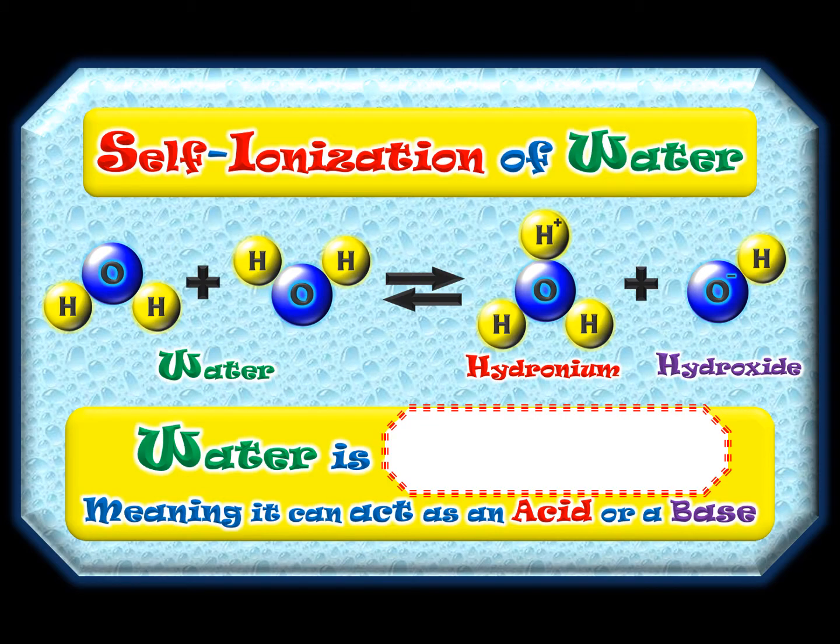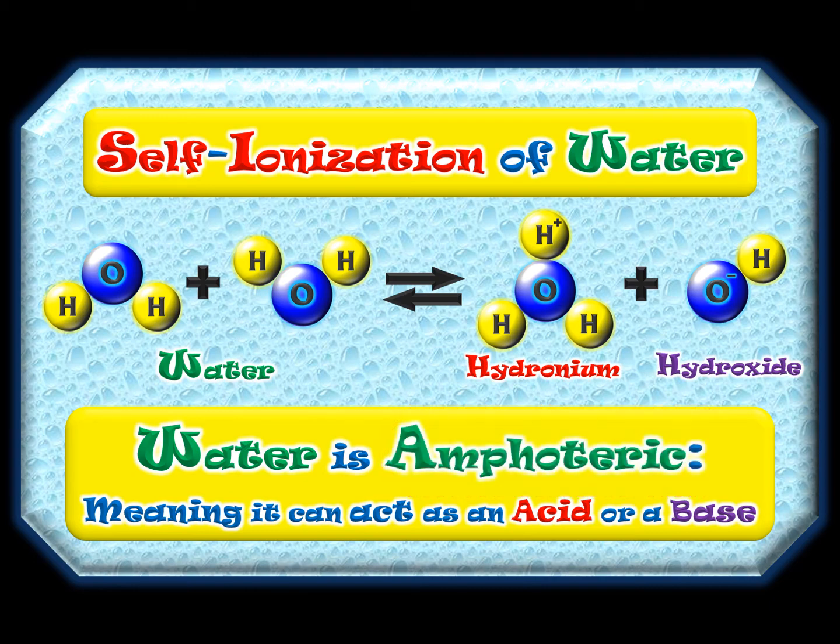Based on these definitions, water can fall into either category. Water is an acid, or water is a base. What's the word for that? Like an amphibian, amphoteric. Amphoteric chemicals can act as acids or bases depending on their surroundings.